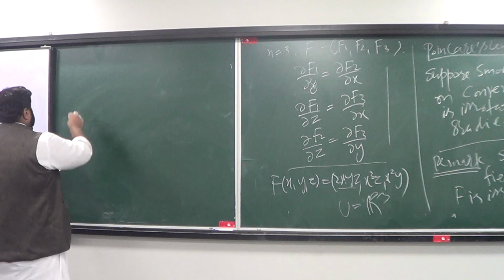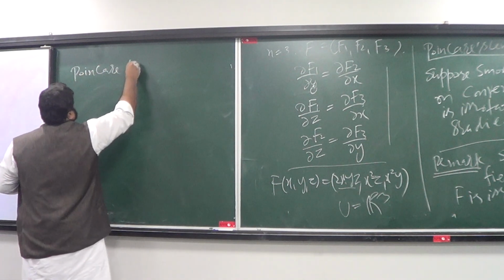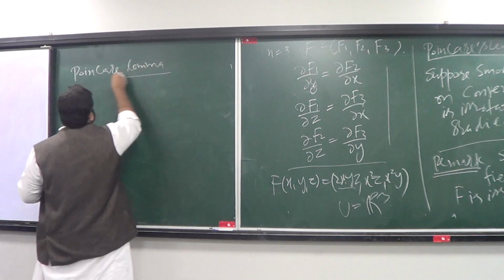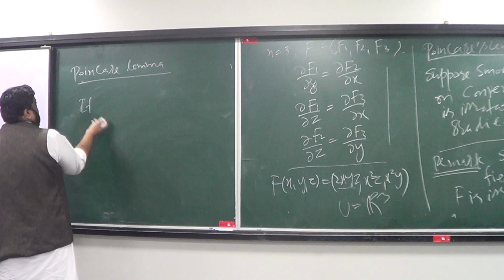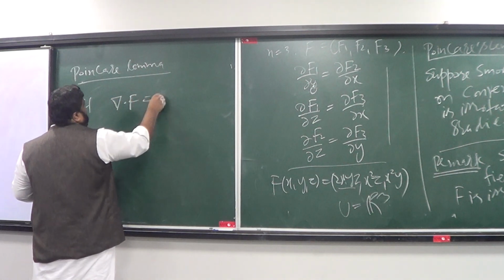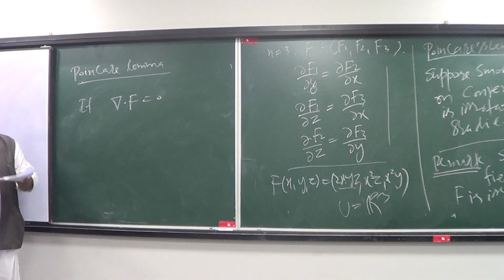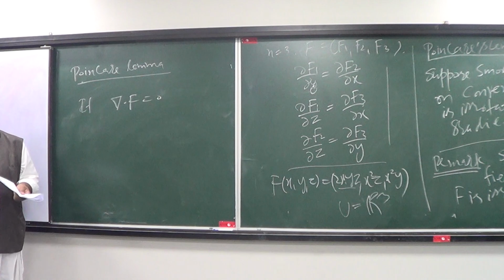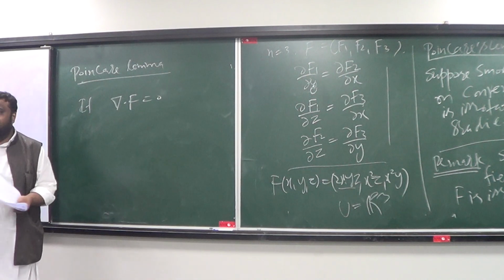So another version of Poincare Lemma could be that imagine you have a vector field F for which the divergence of F is 0. It's not diverging out actually. For example, like the magnetic field. The magnetic field is a divergence free kind of vector field.